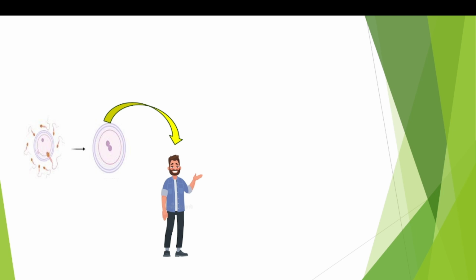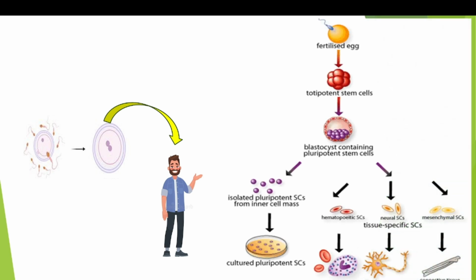In case of animals, only the zygotic cell has the plasticity and the totipotency property. So in animals, only the zygotic cell can produce an entire organism. Why is it like that? Because once the egg is fertilized with the sperm, it produces a zygote, and further division takes place, giving totipotent stem cells. On further division, it gives a blastocyst containing pluripotent stem cells.